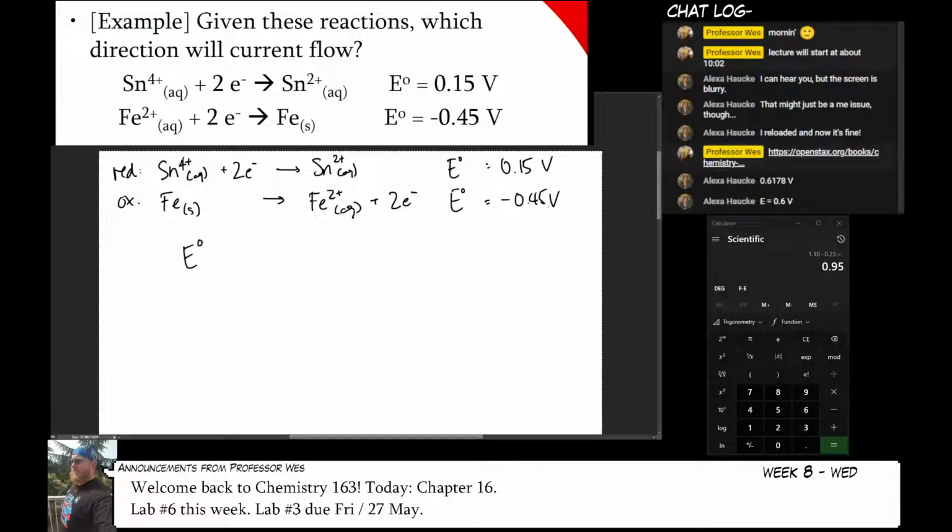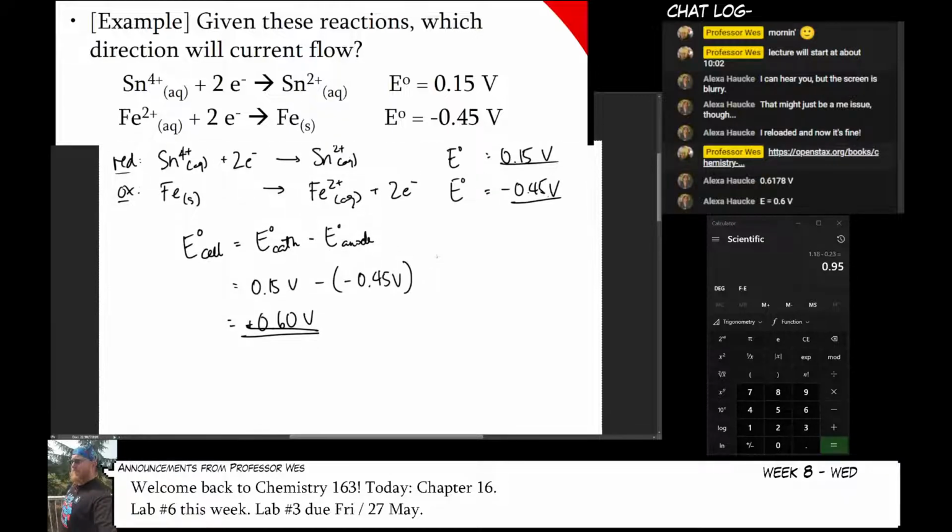So E cell is cathode minus anode. So reduction is the cathode. So that's this. Minus oxidation occurs at the anode. There you go. So the voltage would be 0.60 volts.